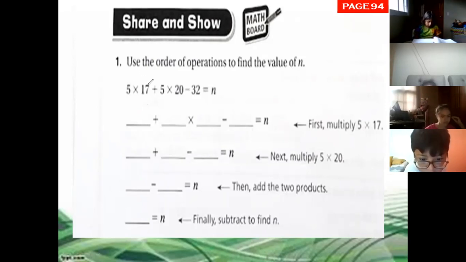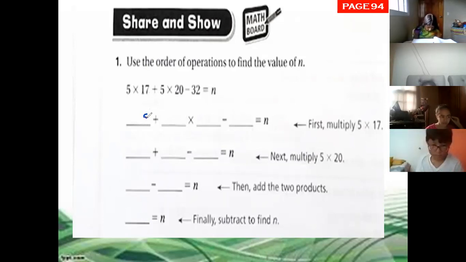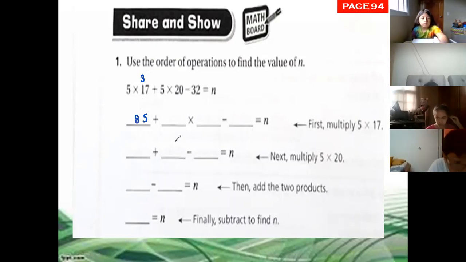So 5 times 7? It is 35. I'm going to write 5 and I'm going to regroup 3. 5 times 1 is 5, plus 3 is 8. So my partial product is 85. Okay, you see, I already had the plus in here. And then I need to multiply 5 times 20. 5 times 0? 0.